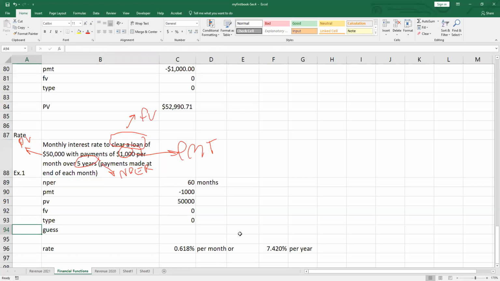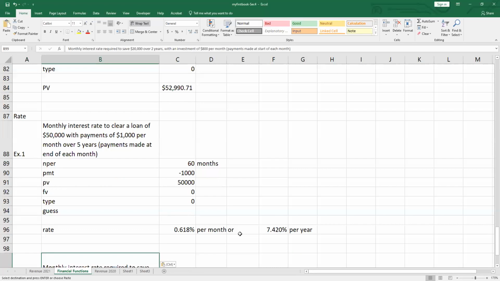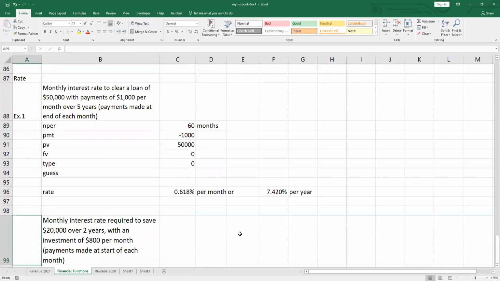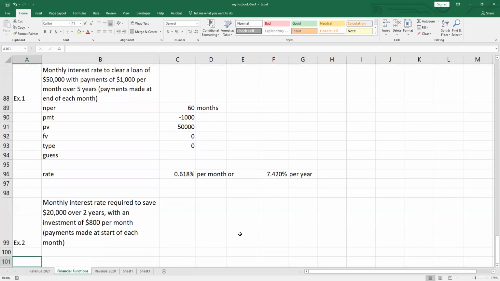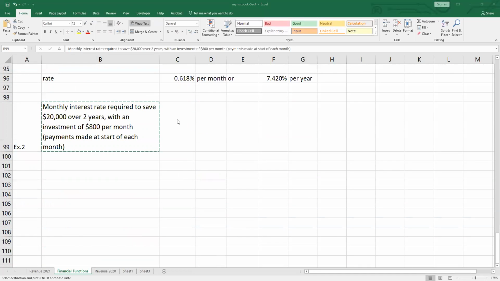Okay, if you don't have any questions, let's move on to the next example. Okay, so for this one, because you are quite used to this function already, I give you 3 minutes.